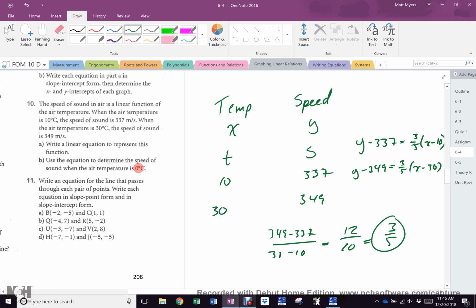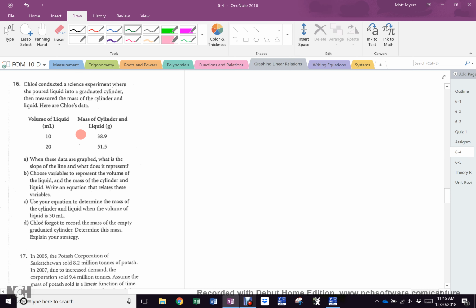Now, B. So 0. Is 0 a temperature or a speed? Temperature. It's a temperature. So 0 would go in for t, which would be x. Put 0 right there. 0 minus 30 times that and solve. Good? Excellent.